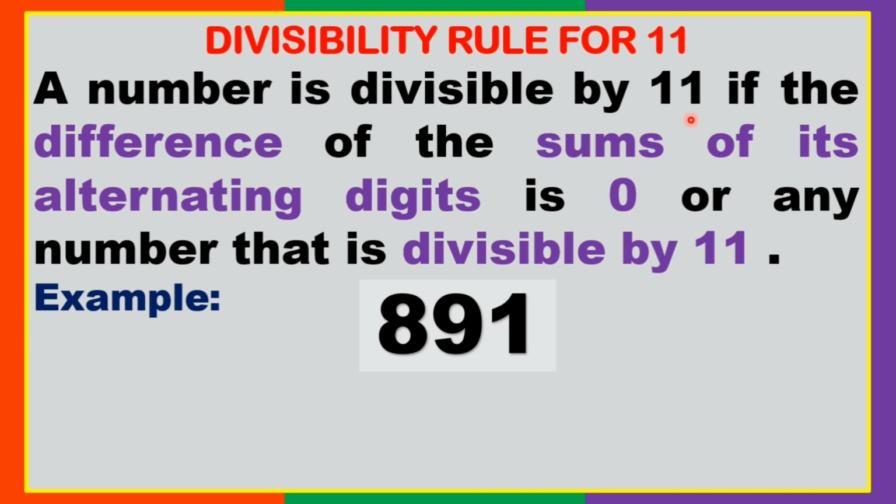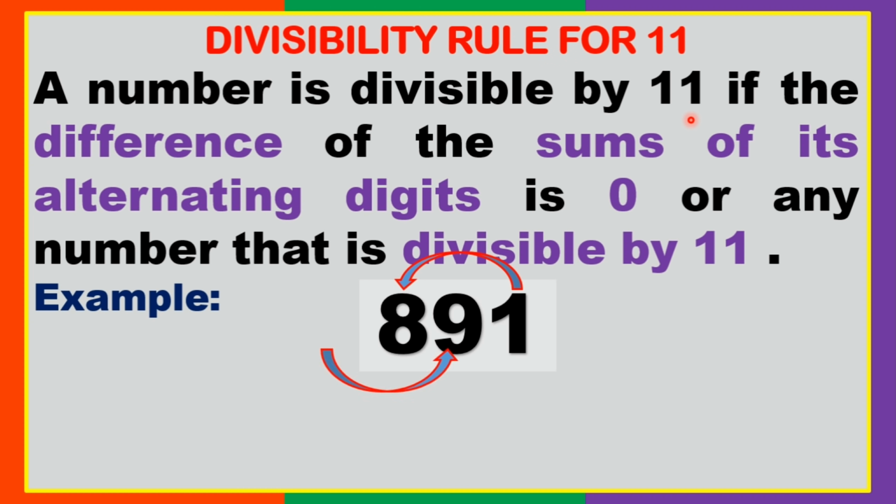891. So, let's get the sum of the alternating digits. When we say alternating, we need to find the sum of the first, the third, the fifth, all odd digits. Did you get it? Okay, so also get the sum of the second, the fourth, the sixth digits, and so on.